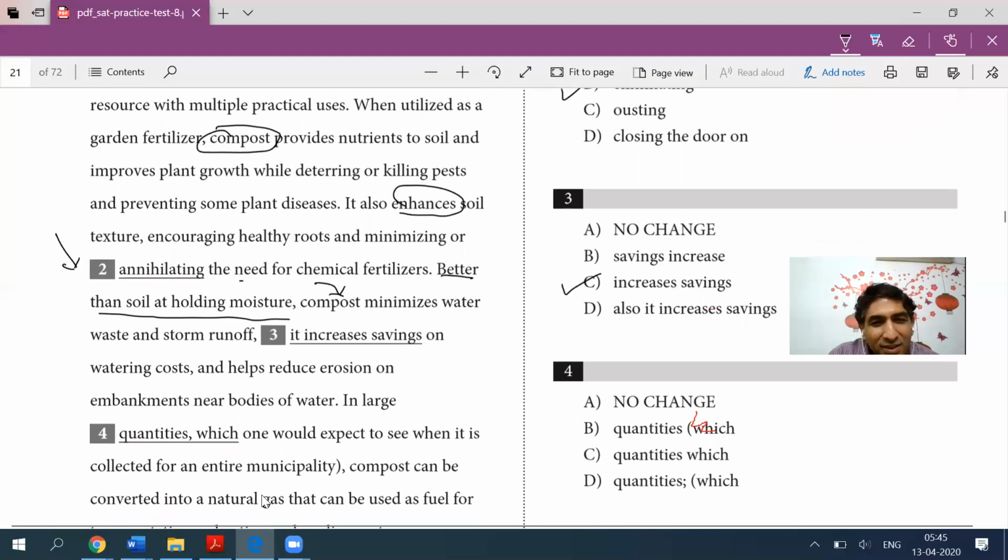increases savings on waste on watering cost and helps reduce erosion on embankments near bodies of water. In large quantities, which one would expect to see. So what should be the thing here? Let me read the whole sentence. In large quantities, which one would expect to see when it is collected for an entire municipality, and there is a closing bracket here. And I don't have a choice of not using this closing bracket. So I would rather go with an option which has an opening bracket, which is this.